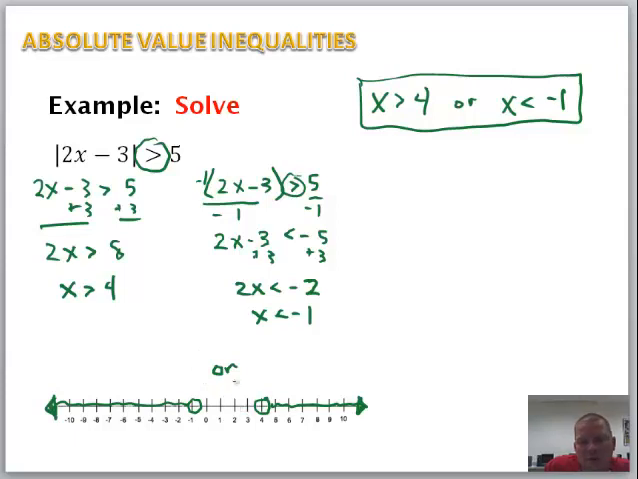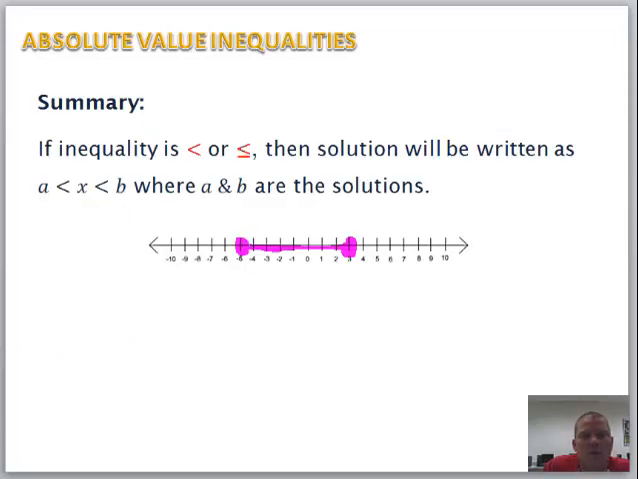If I put 2 in here, 2 times 2 is 4, minus 3 is 1. The absolute value of 1 is 1. That's not greater than 5. That's why it's not there. But if I pick a point over in this area, or over in this area, and plug them in, they will work. They will give you a correct solution.